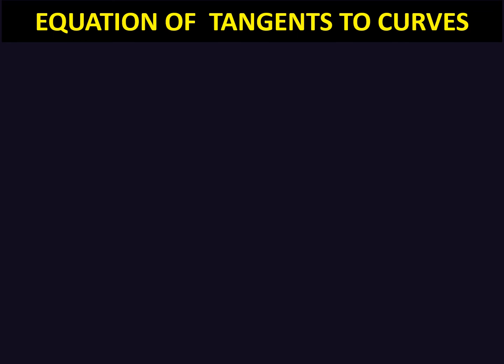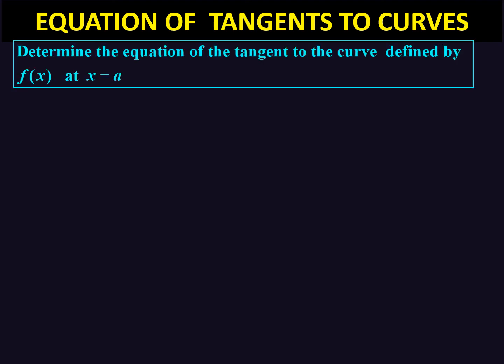Now we're going to look at the second application here, equation of tangents to curves. Remember, as we said, we used to do in analytical geometry equation of tangents to circles. Now we're going to look at tangents to any type of curve. So let's look at the general procedure. Let's say we want to determine the equation of the tangent to the curve defined by, and there they give you the equation, at a point x equal to k. Remember, a tangent touches a curve at one point.